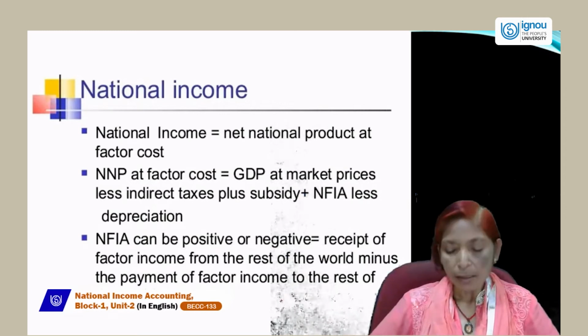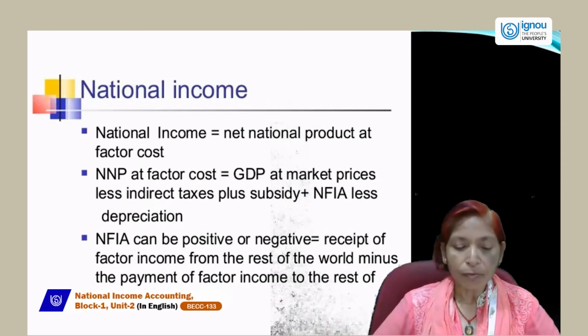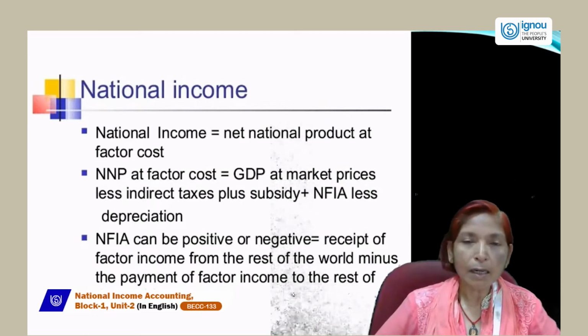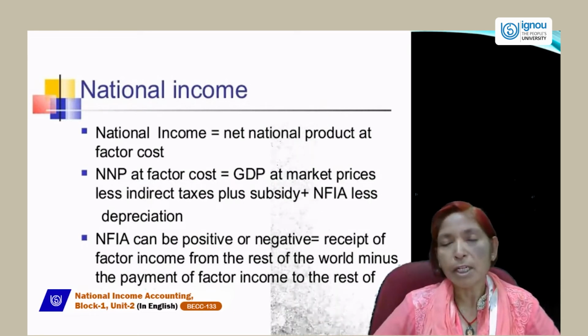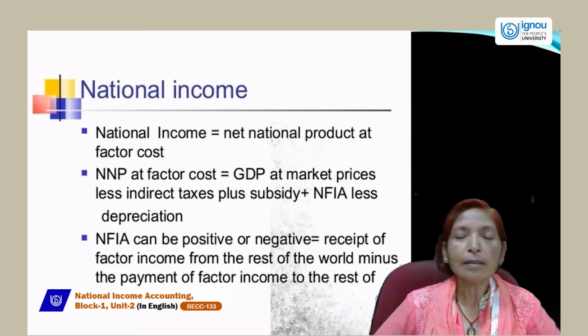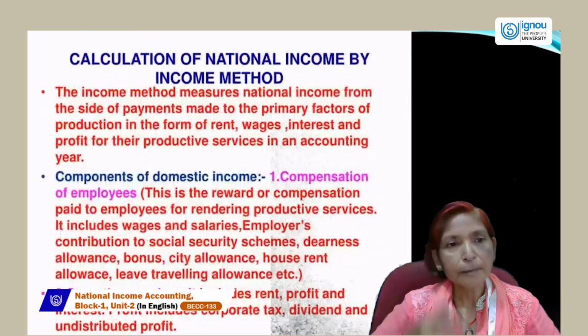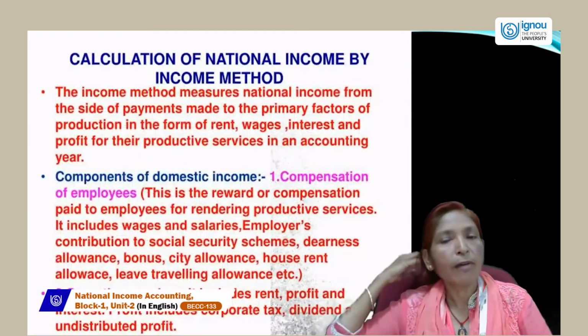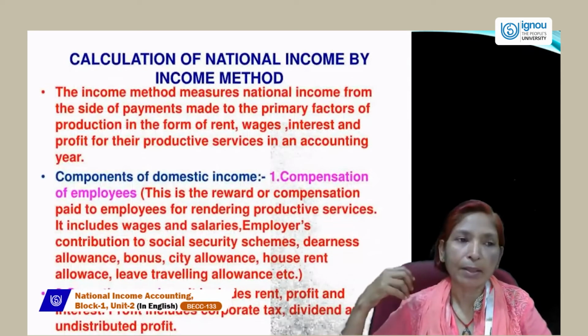So these are the main three concepts from which we can get any other concept and we can estimate national income at factor cost. Now next is calculation of national income by income method.